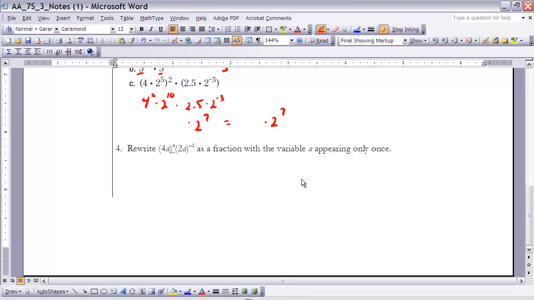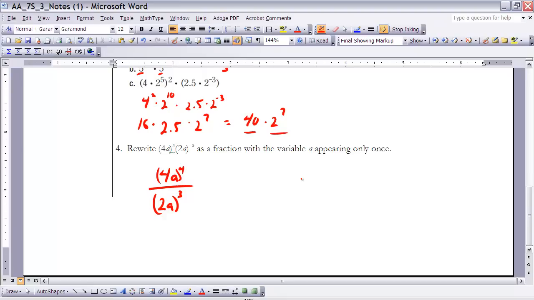Alright, finally let's take a look at this last example. It says rewrite 4a to the 4th times 2a to the negative 3rd as a fraction with the variable a appearing only once. The first thing I'm going to do is, since 2a is raised to the negative 3rd power, I can make that a fraction and bring that to the bottom and make 2a to the 3rd power on the bottom. By doing that, I've eliminated the negative exponent, and now we can work with it from here.